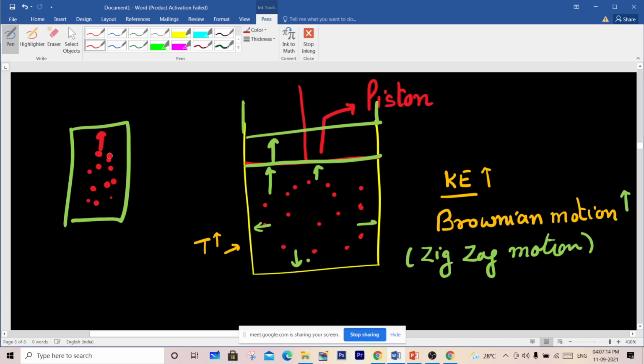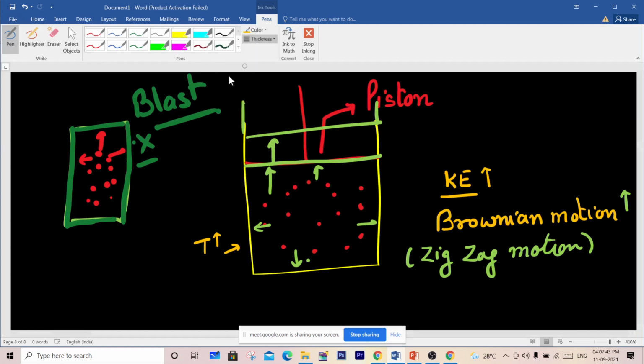These particles are pushing with more force. The material of the cylinder has certain strength. It can withstand a certain pressure. But after a particular pressure, this will blast. Am I clear?